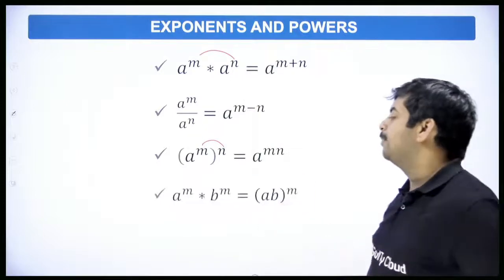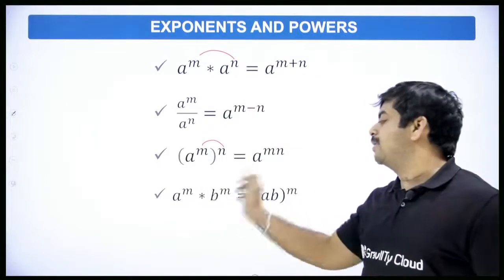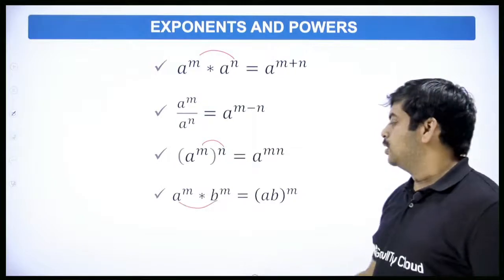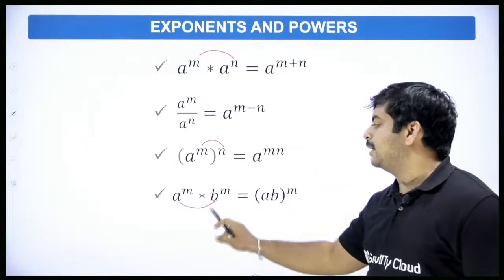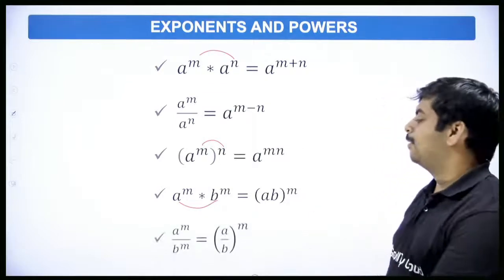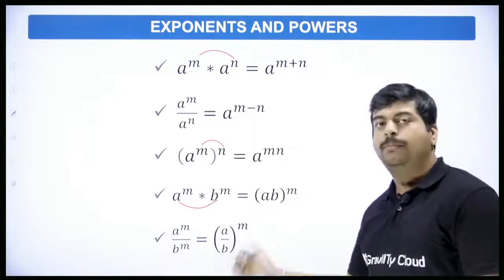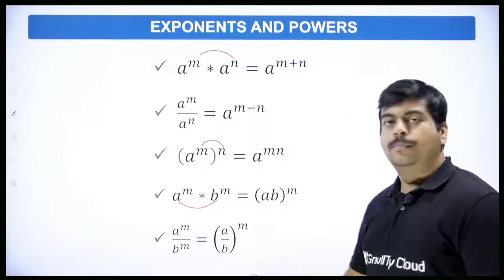Next, a power m into b power m. Exponents are the same, powers are the same, but not the bases. So we say ab whole power m. We can multiply these two, ab whole power m. And a power m by b power m is a by b whole power m.